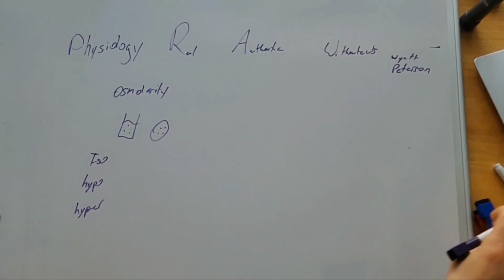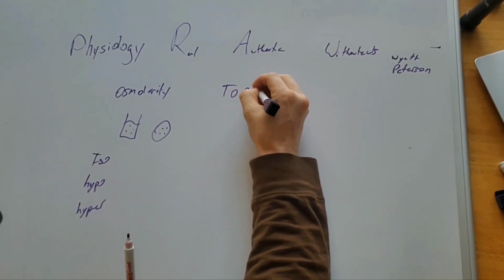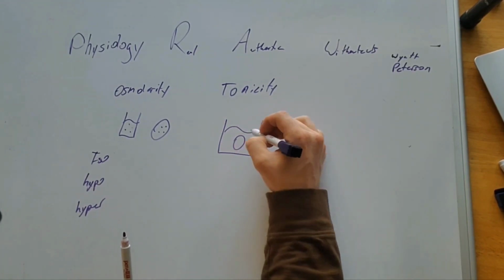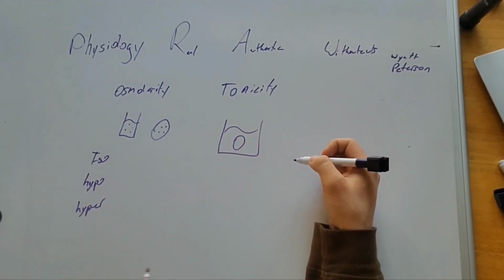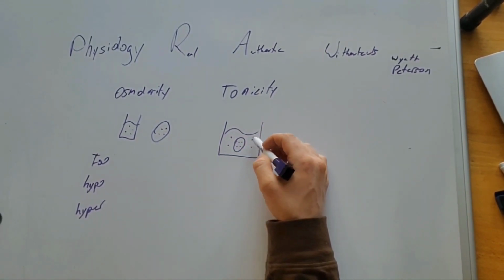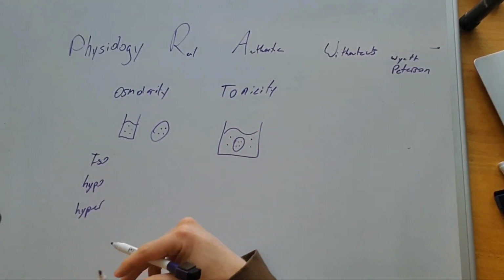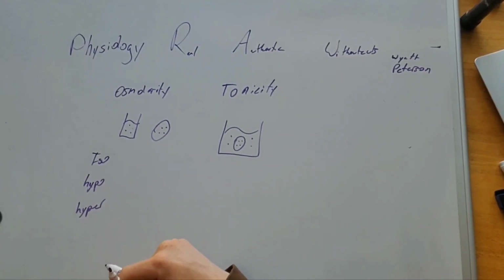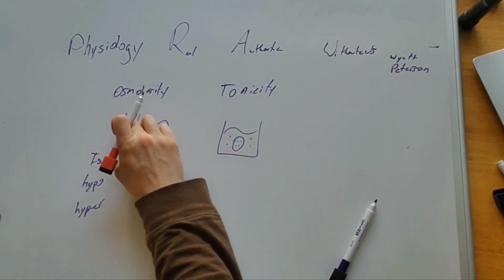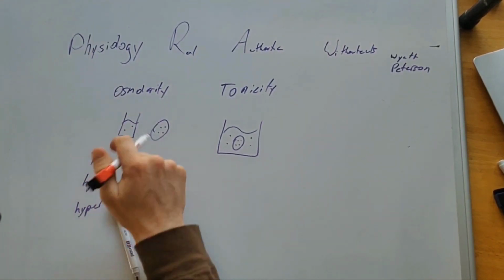Tonicity, let me get a better color. Tonicity takes into account what happens when we introduce the cell into the solution. So now if we have a solution with these four particles and the cell with the four particles, that is the isotonic solution. And the question specifically asks, how can a solution be isoosmotic and yet be hypotonic to a cell? So for this, I'm going to change the situation a little bit.